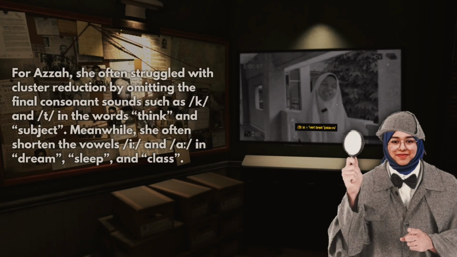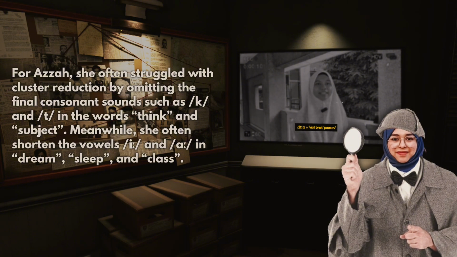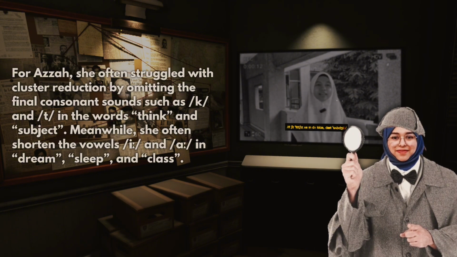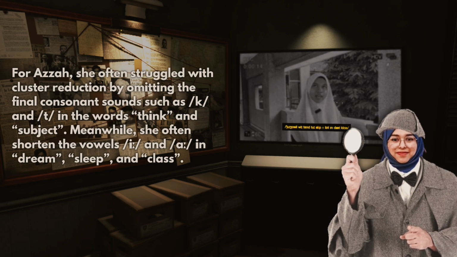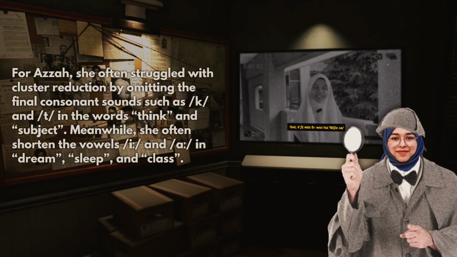For Azza, she often struggled with cluster reduction by omitting the final consonant sounds such as k and t in the words think and subject. Meanwhile, she often shortened the vowels e and a, as in the words dream, sleep, and class.